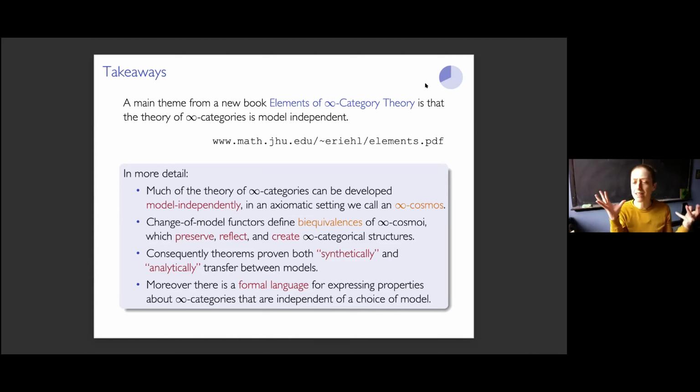So with this abstract, axiomatic, synthetic, if you will, setup, it's transparently obvious that theorems about infinity categories, and I'll mention one in a few minutes, right adjoints preserve limits, that are proven in this abstract synthetic fashion transfer between models, because the original proof is agnostic to what model you're in. So of course it applies to every model.